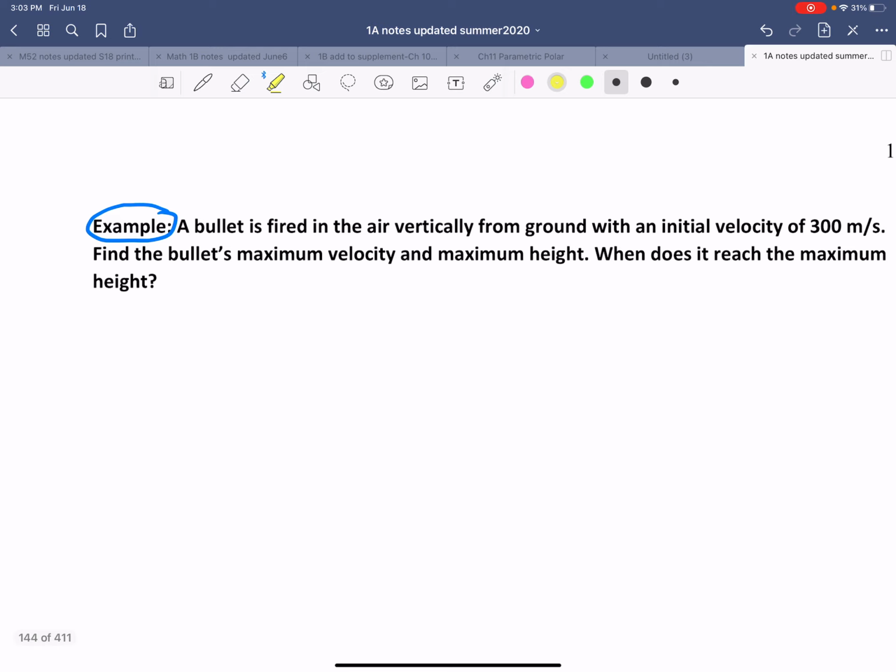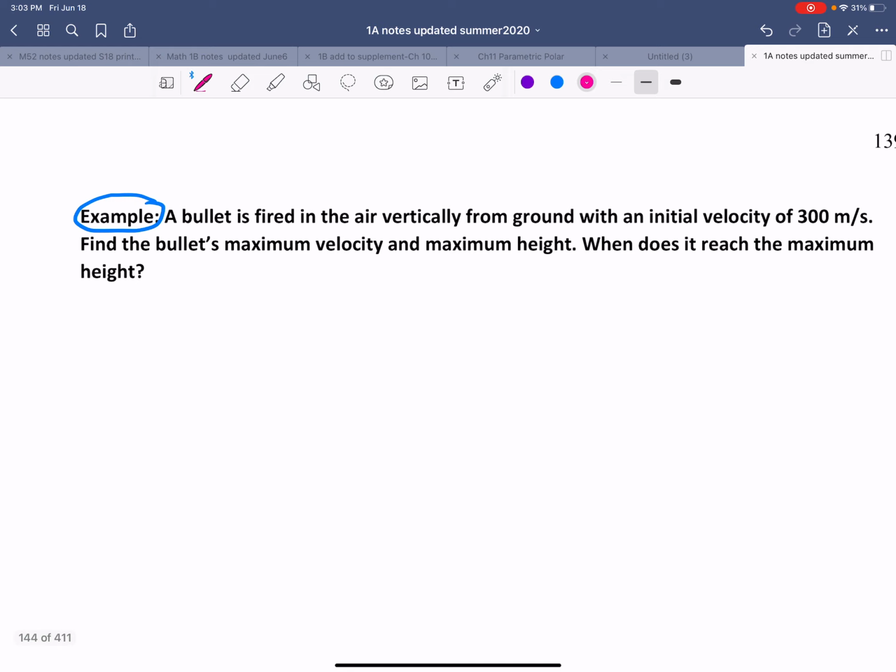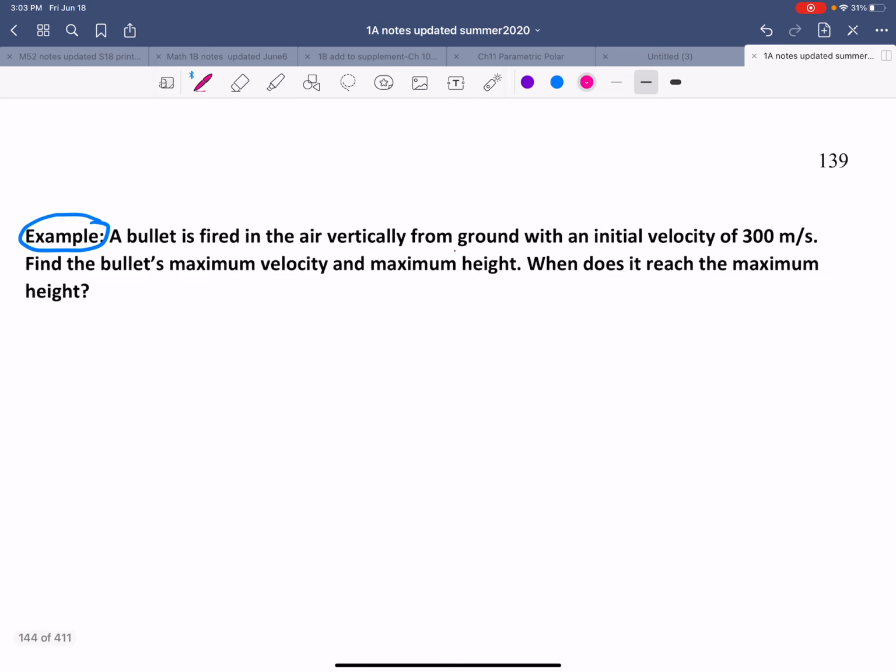A bullet is fired in the air vertically from the ground with an initial velocity of 300 meters per second. Okay, so it's fired from the ground. We know the position function s(t) is s naught plus v naught t minus 1/2 g t squared. And this is my position function. So the initial height is 0 because I'm firing from the ground.